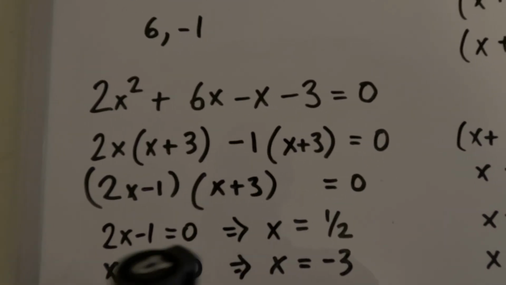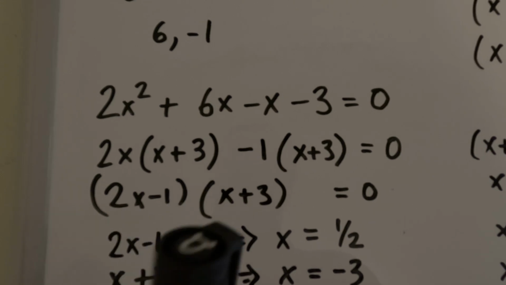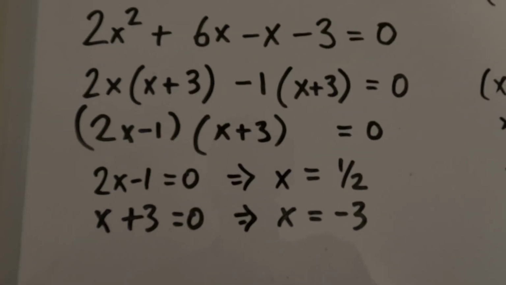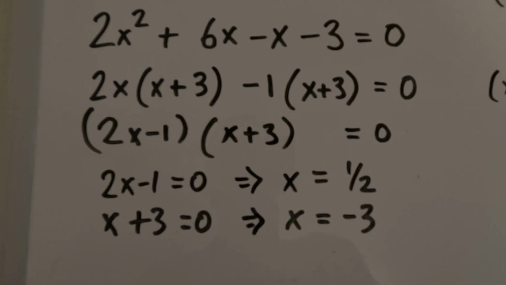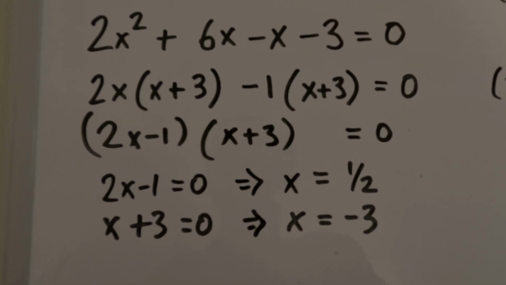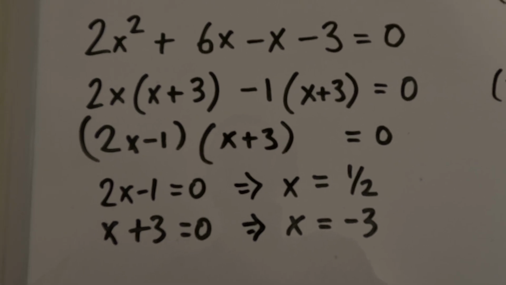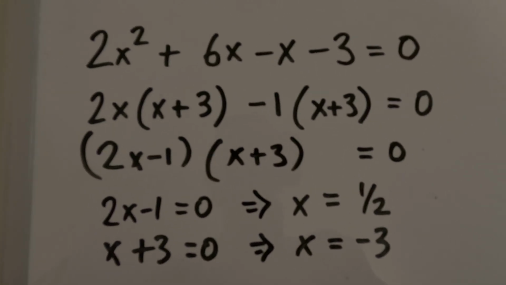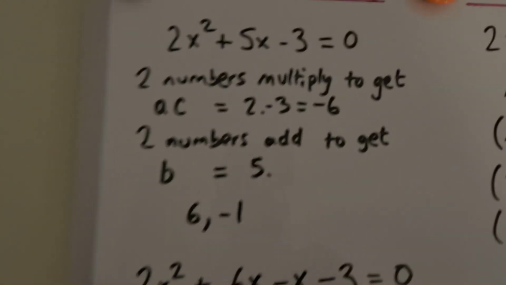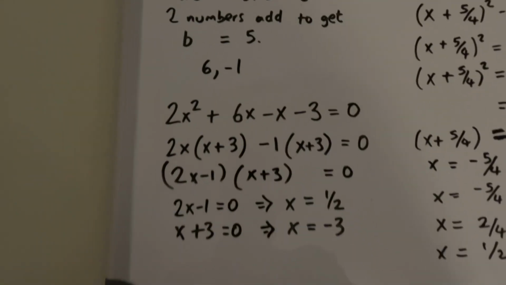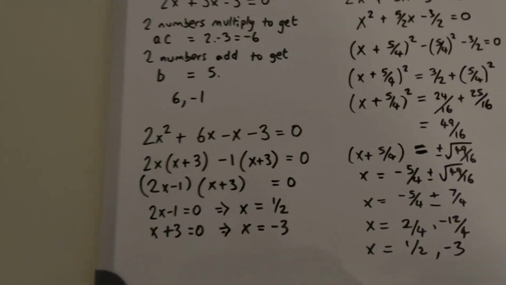Now we combine them together. X plus 3 is a common factor. So 2x minus 1 times x plus 3 equals 0. Solve for x. 2x minus 1 equals 0. So x is a half. X plus 3 equals 0. X is minus 3. So that's our two solutions. X is a half and x is minus 3. You can plug them in to the original equation to verify the answer. We're not going to do that. You can check it yourself.